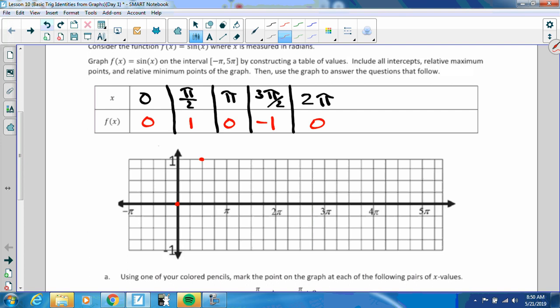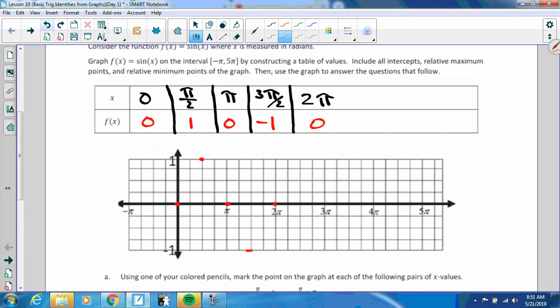Okay? Where's my next point going to be? Let's say you, Tabitha. Pi and 0. Good. And then at 3 pi over 2, I'm at negative 1. Right, Brandon? So this is 0. This is pi over 2. This is 2 pi over 2, which simplifies to pi. This is 3 pi over 2 and negative 1 right there. And then at 2 pi, I go back to 0, right? Yup.